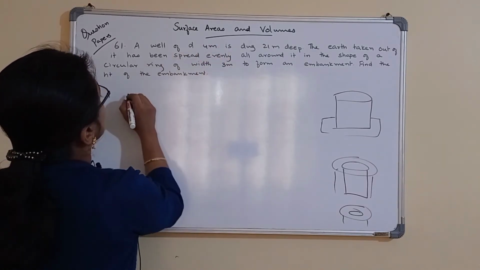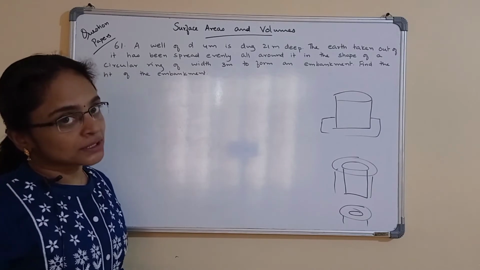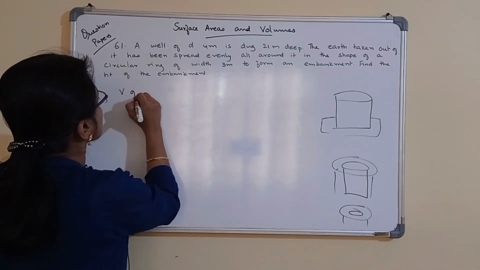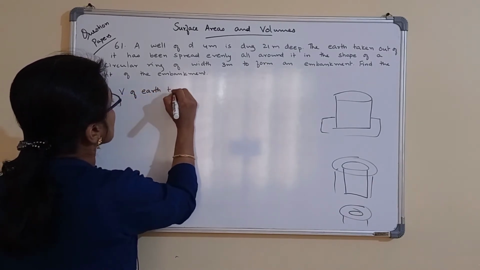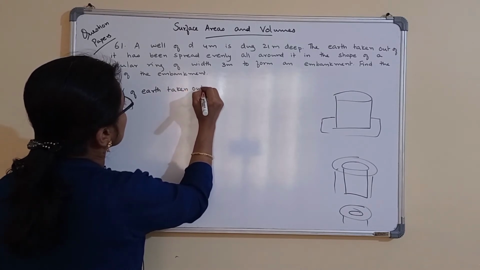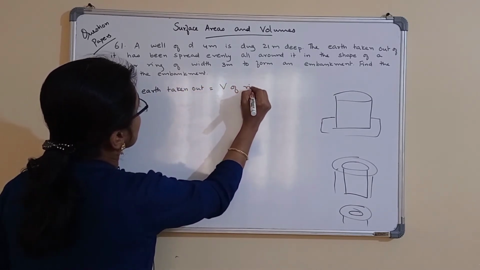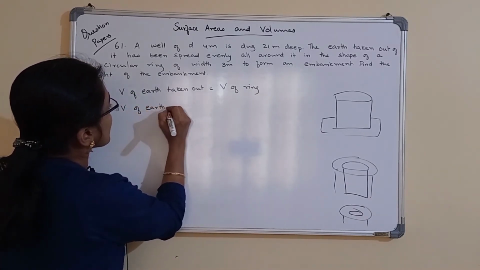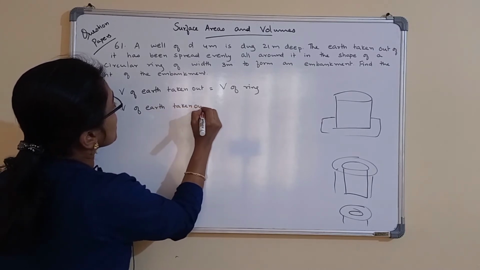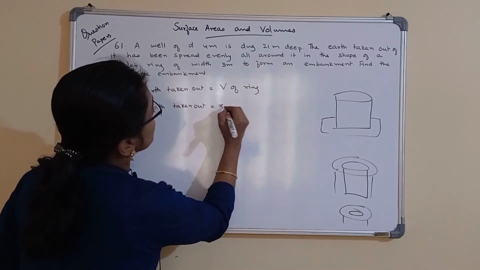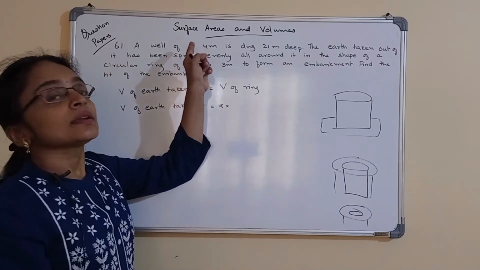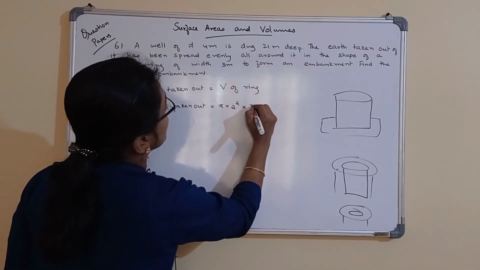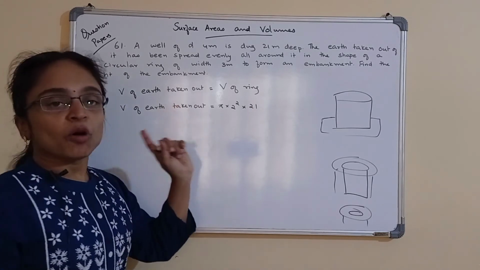So we know that the volume of earth taken out will be equal to the volume of the ring, right? So volume of earth taken out is equal to volume of ring. And what is the volume of earth taken out? Volume of earth taken out is equal to pi r square h, that is pi into r square, that is d by 2, which is 2 square into height, which is 21 meter. So this is the volume of earth taken out.